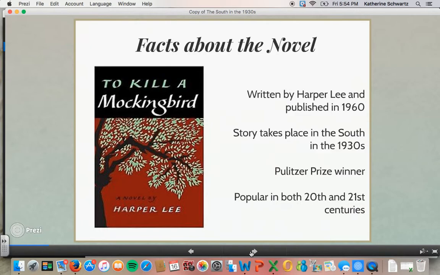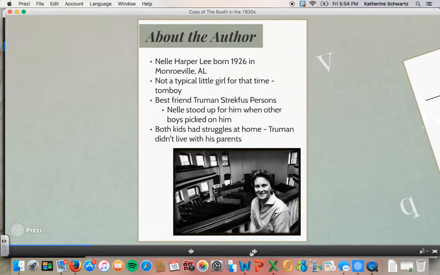This book is very well known. It's a Pulitzer Prize winner, and it's popular. It was popular when it was published, and it's still popular today. A little bit about the author.